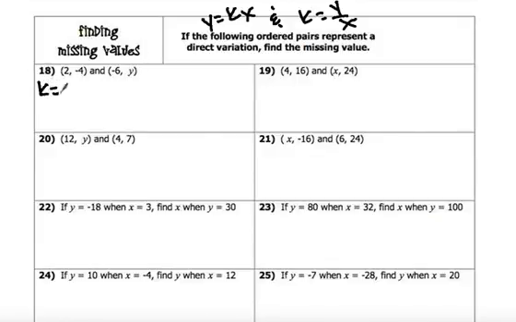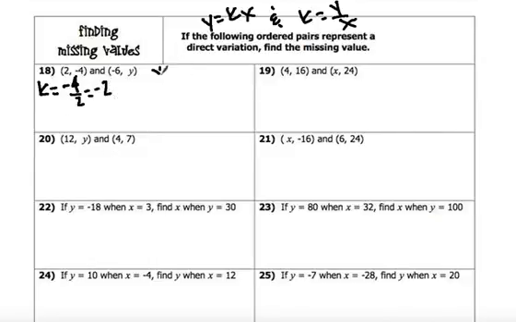Our k is going to use our x and our y together. And so I need to use the point that has x and y together in order to do that. So I'm going to do negative 4 over 2. And negative 4 over 2 just turns out to be negative 2. So that gives me my k.